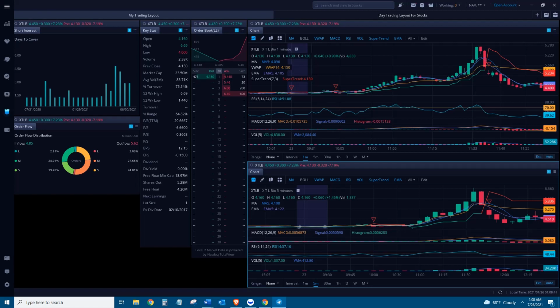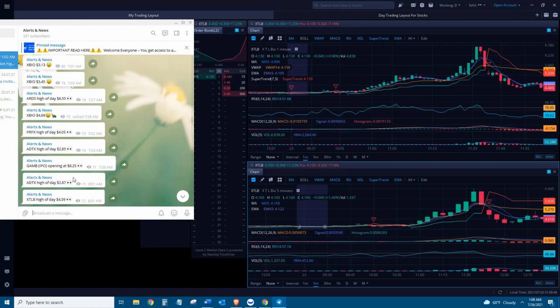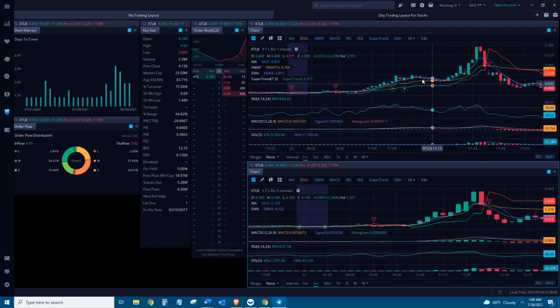Pretty much it went off when it hit the high of day. The alerts right here, I believe that was the alert. Yeah, XTLB, high of day, 4:59 is when it went off. 8:01, which is pretty much at 11 o'clock Eastern time, which is right here. So this is when the stock went off. The alert went off. I pulled it up, looked at it.